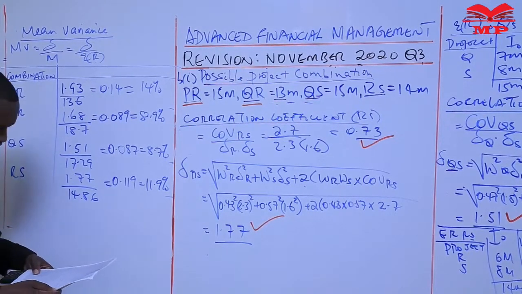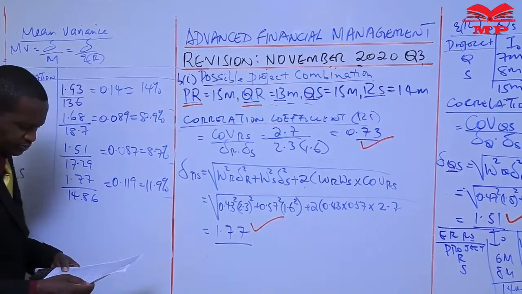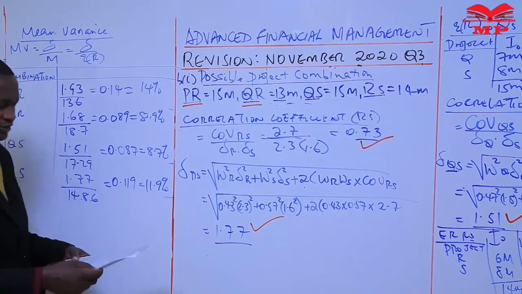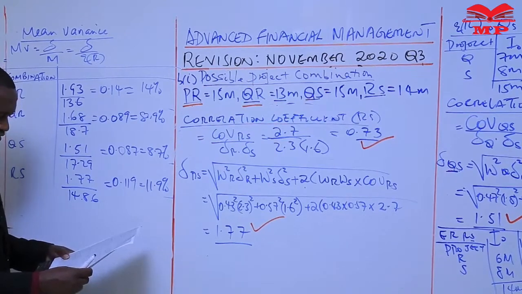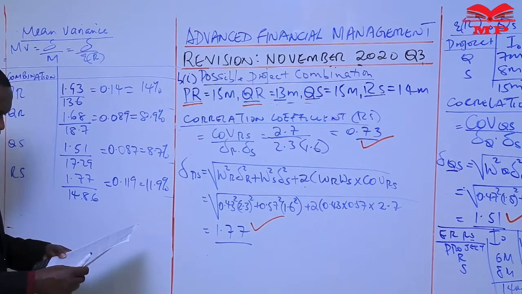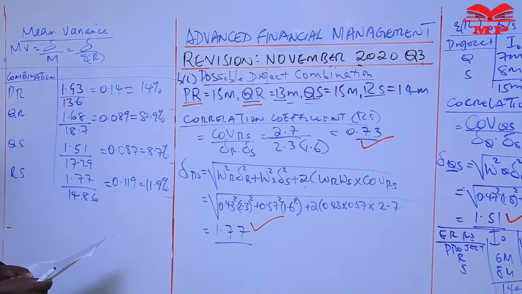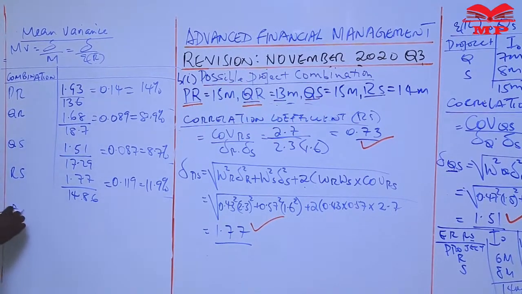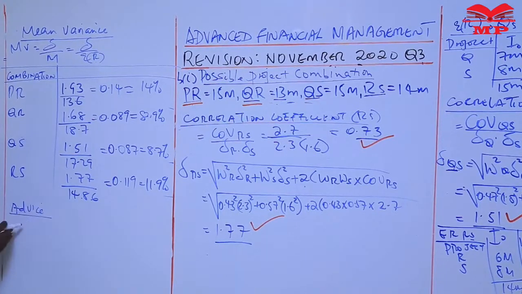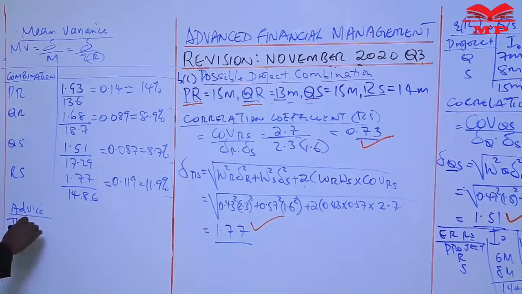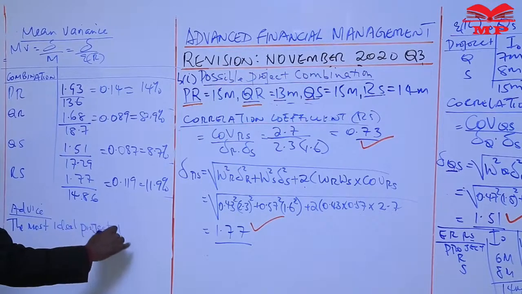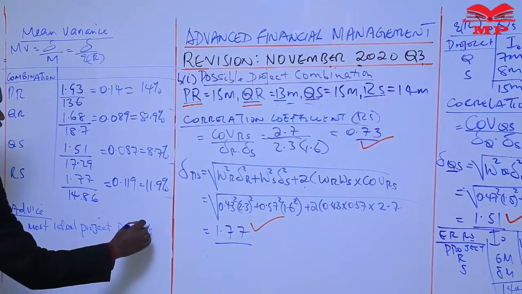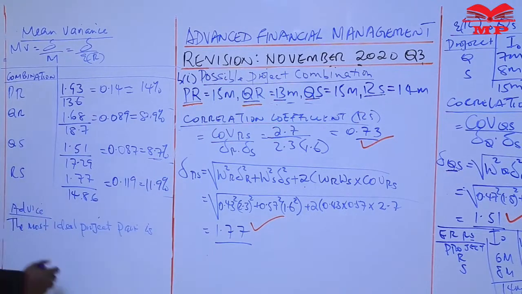The question reads, advise the shareholders of Mali Investment Holdings on the optimal project pair based on the mean variance criterion. Now, the most ideal combination or optimal project pair, as you can see, candidates, is QS, and why?